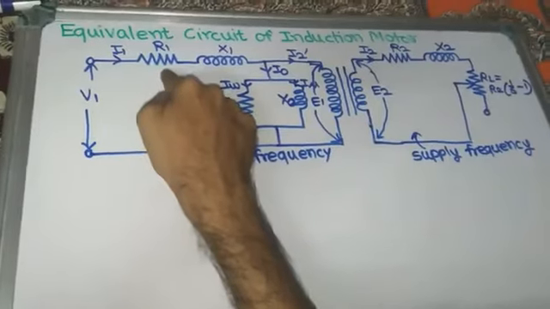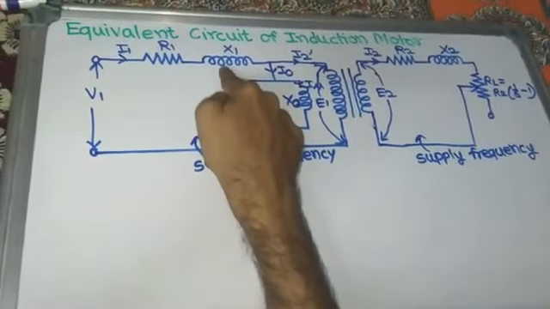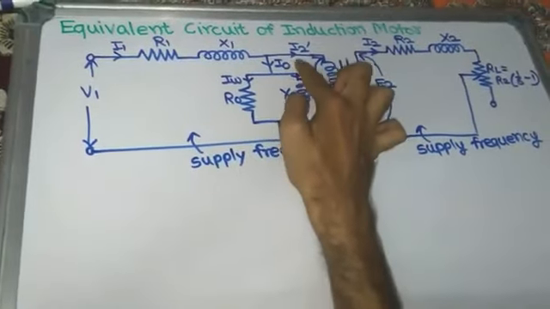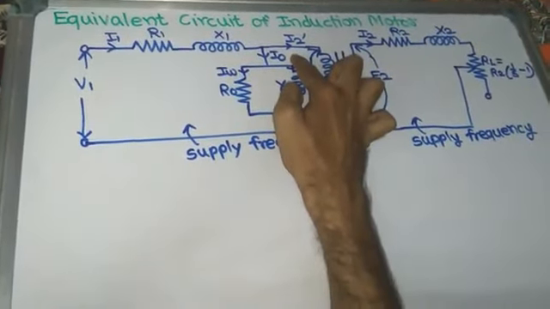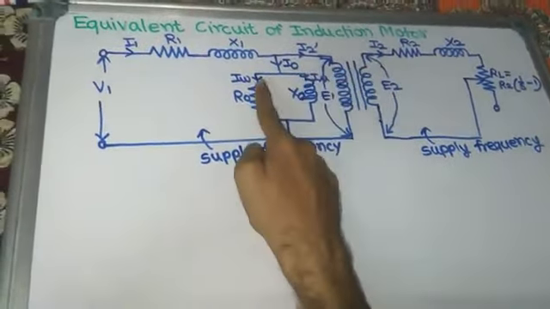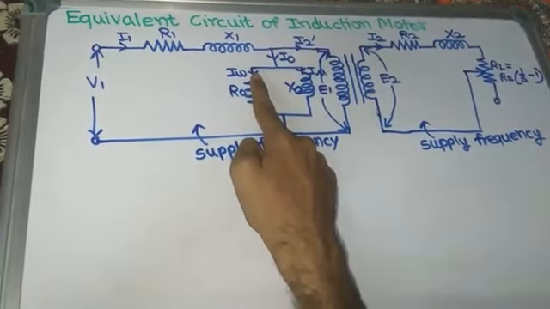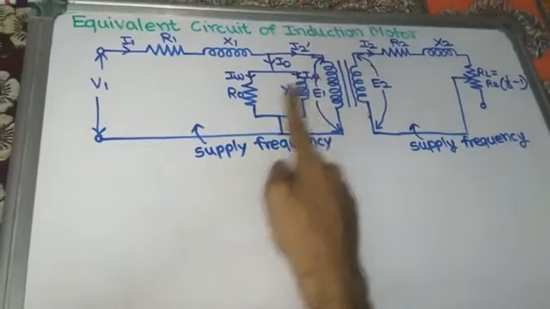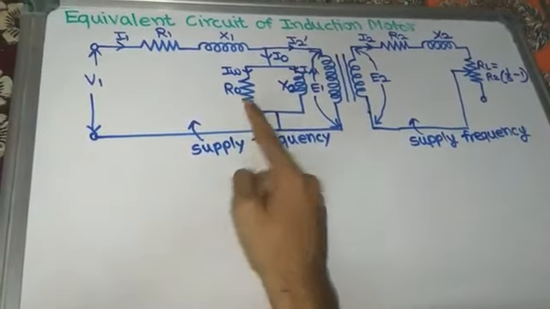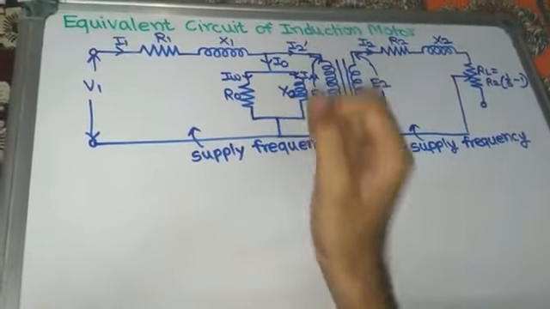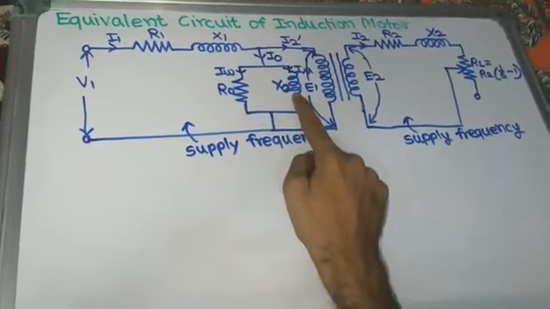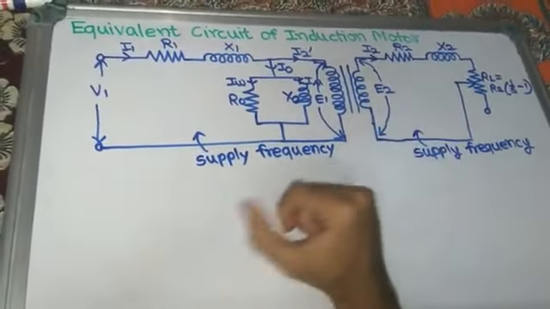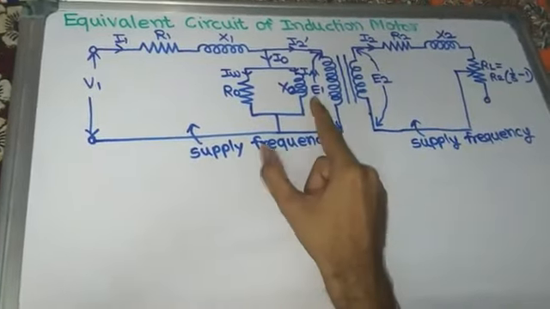R1 is the stator resistance per phase, X1 is the leakage reactance of the stator per phase, I0 is the no load current per phase, IW is the working component of the no load current per phase, I mu is the magnetizing component of the no load current per phase, R0 is used for supplying the losses, and X0 is for producing the flux in the air gap between stator and rotor.